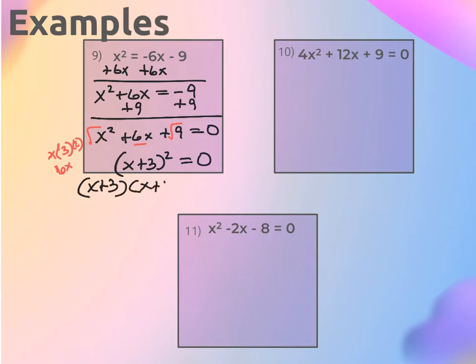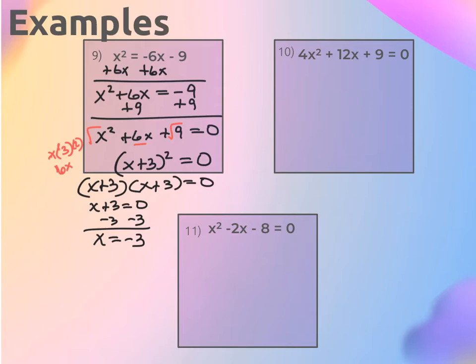Okay, and x plus 3 equals 0. This time when you go to solve, you don't need to do both, just do one, and x equals negative 3. So in this particular problem, there would only be one solution. If you were graphing this, it would only touch the x-axis one time. The next one, again, this is also a perfect square trinomial.